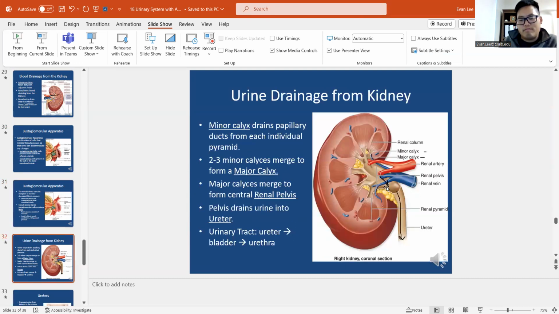All right, so we have made urine. We filtered the blood, we reabsorbed 99% of that stuff, but the rest does get released as urine, and that fluid is going to come out from these little things called the minor calyces to the major calyces, and then into the renal pelvis and the ureter.